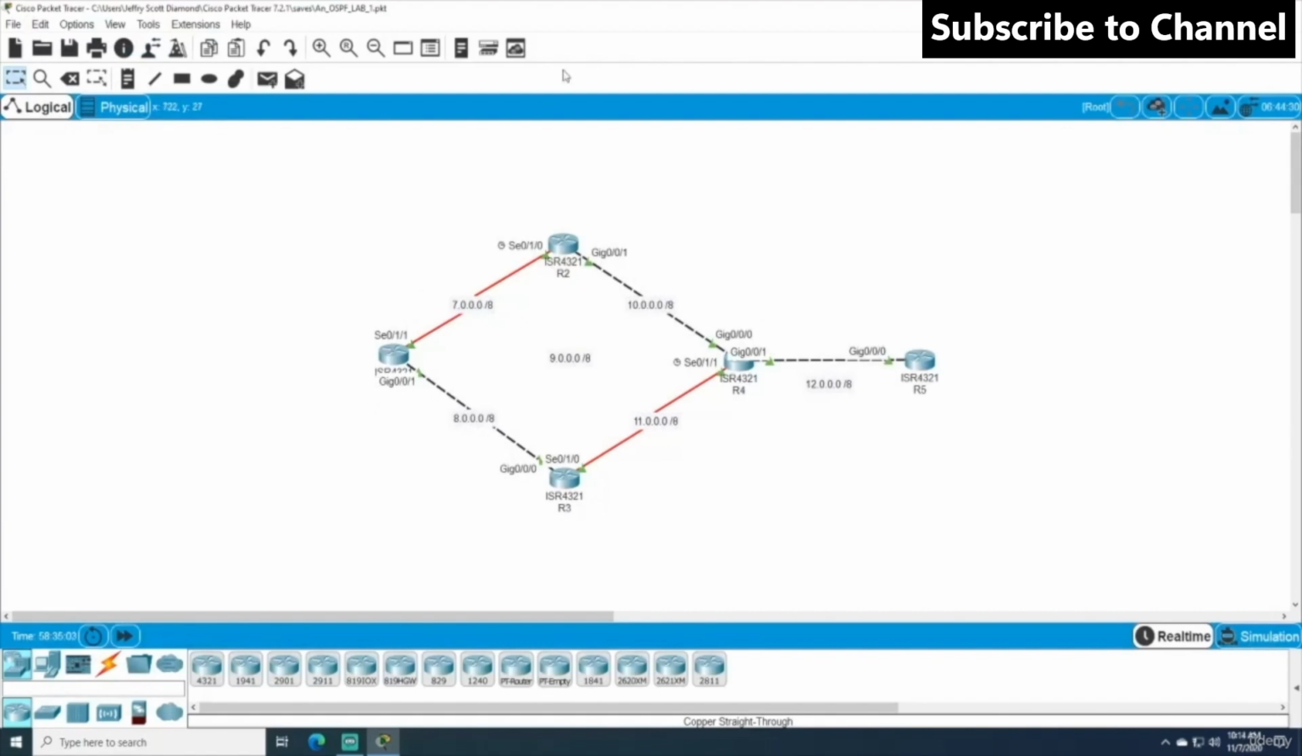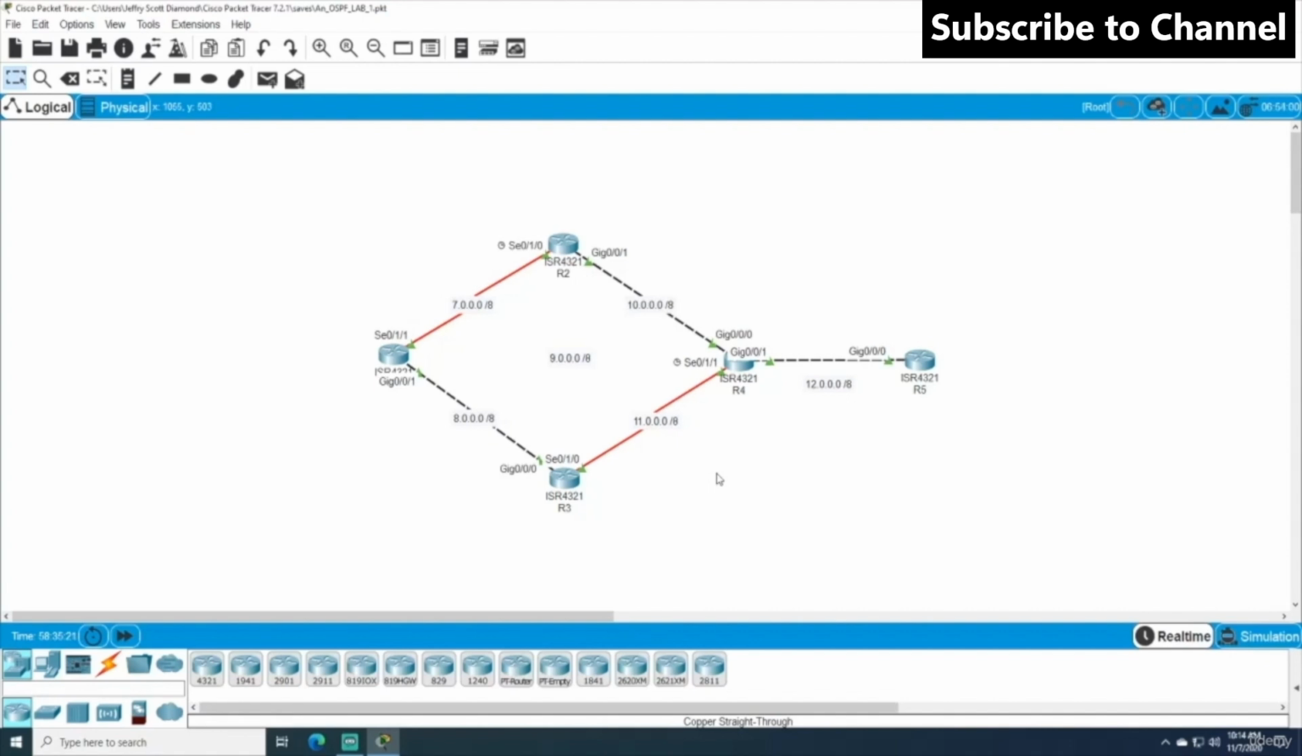And so we can see that when router 5 routes traffic to router 1 on the 7,000 network, traffic goes to router 4, across the 10,000 network to router 2, and then on to the 7,000 network. So all of that is working fine from router 5's perspective. Router 5 has no problems.